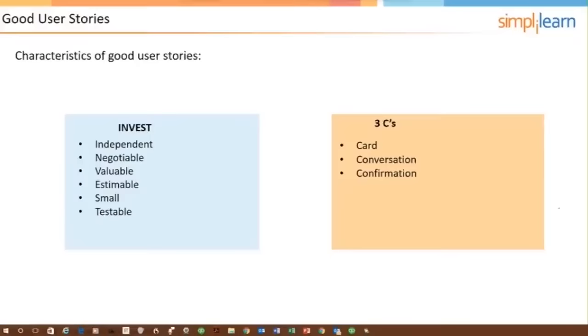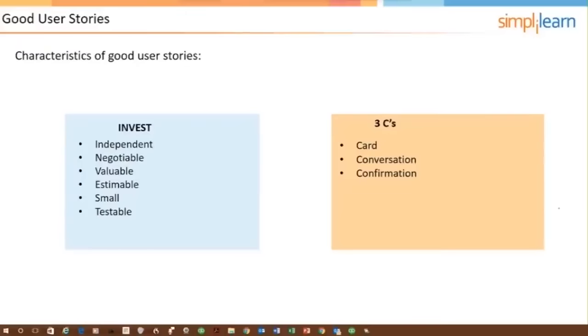V stands for valuable, meaning each user story has to create value for the customer or the end user. E, it has to be estimable, as in estimatable, except estimatable is not really a word, it's estimable. And S is for small, has to be small enough to be done in a single sprint. If we're doing 2-week sprints, it has to be able to be done in 2 weeks or less. If we're doing 4-week sprints, it could be a larger user story, but it would still have to be done in 4 weeks or less.